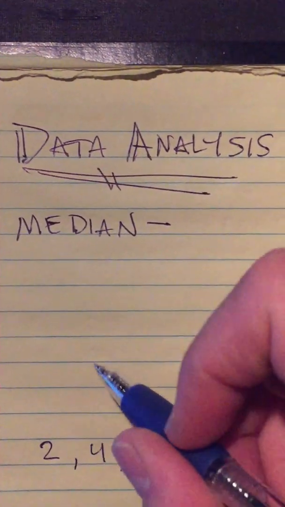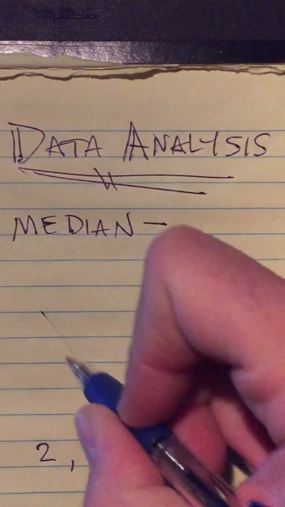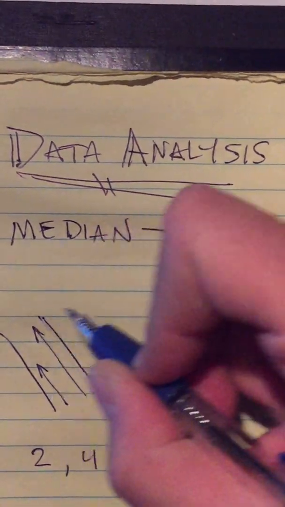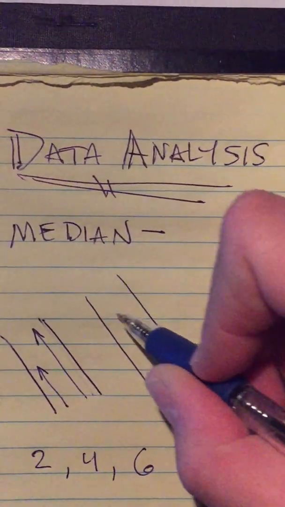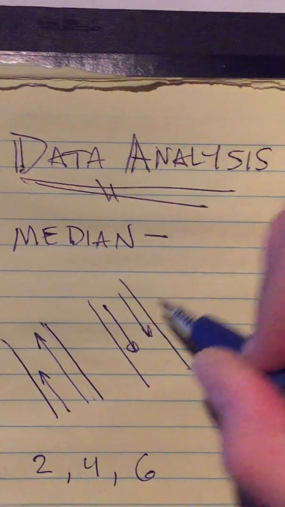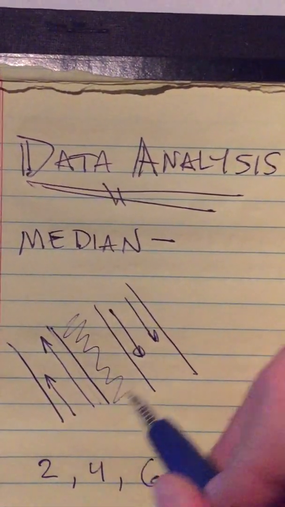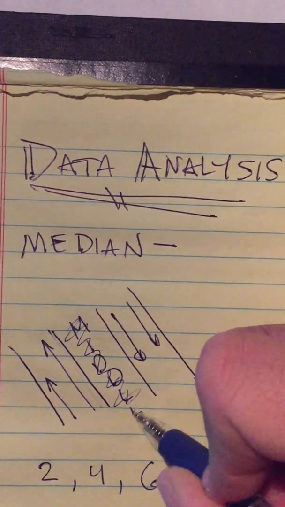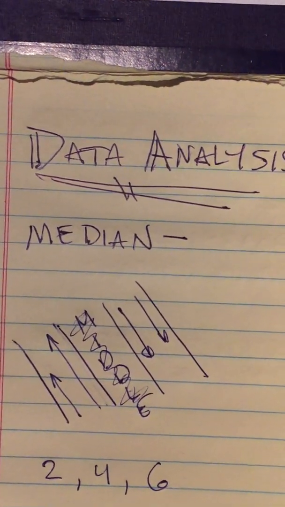Okay, so if you drew a little picture, you could have a bunch of cars going this way, and then you have a bunch of cars going this way, okay? The median is this part here, in the middle. Everyone say middle. Median is in the middle.